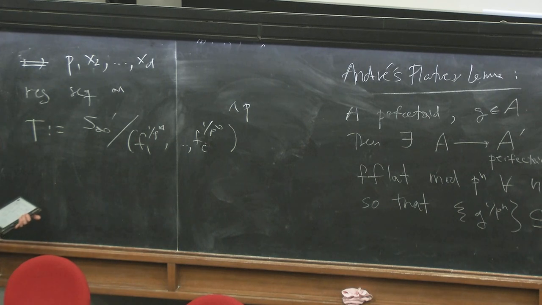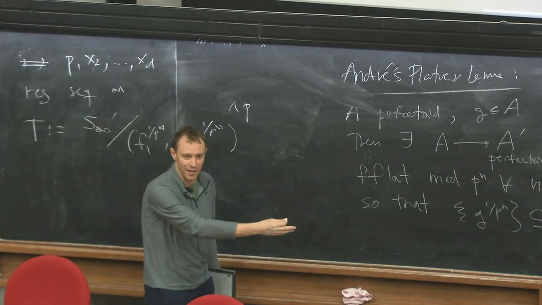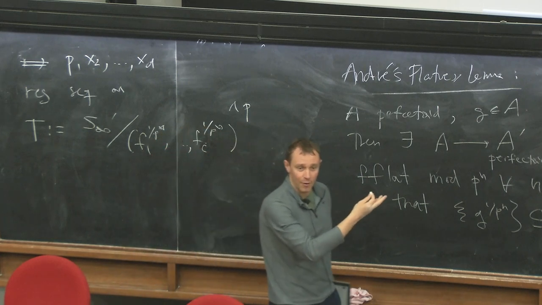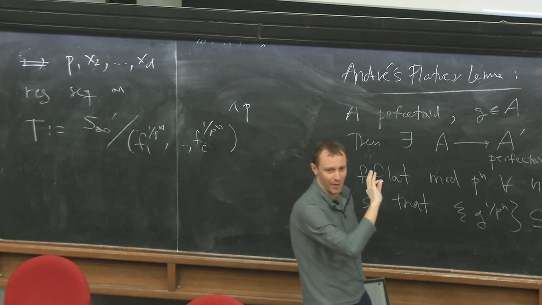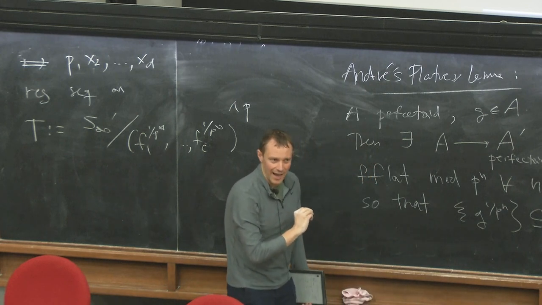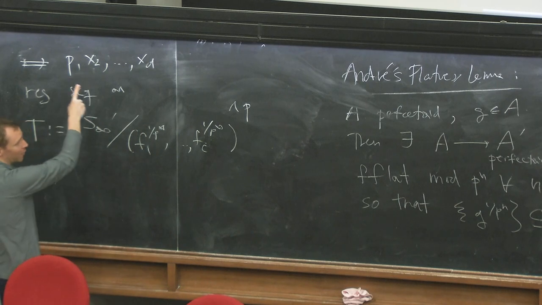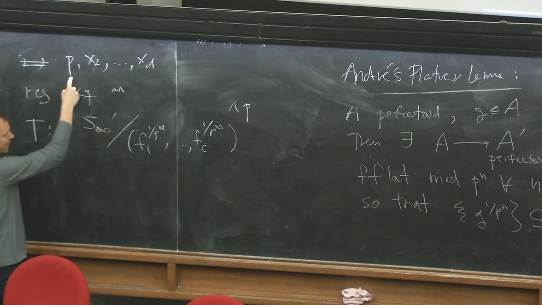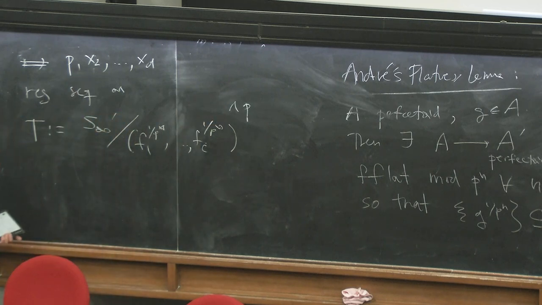Now, I've used something a little slick here. If you have two elements, A, B, that are a regular sequence on a module, in general, I can't permute those. However, it is always true that the first element is a regular element modulo the second. So if A, B is regular, then A is a regular element modulo B. So that allows me to take that P, which I know is regular on S infinity prime, and deduce that it still remains a regular element on the quotient over here. Okay.